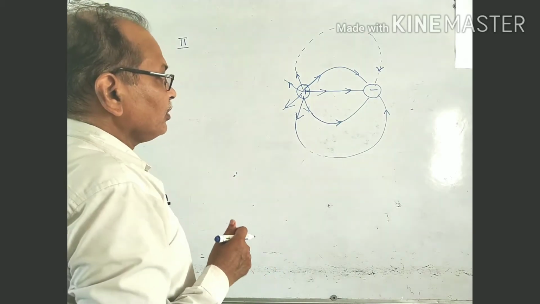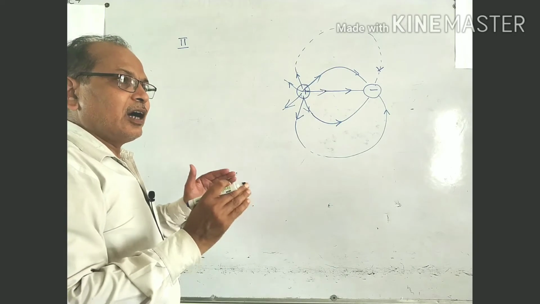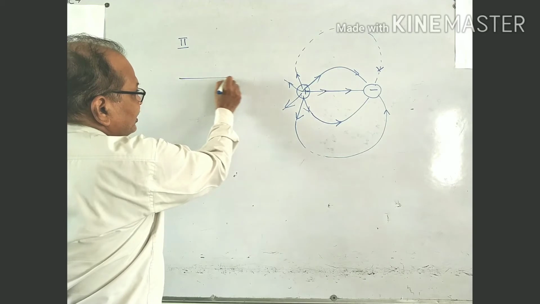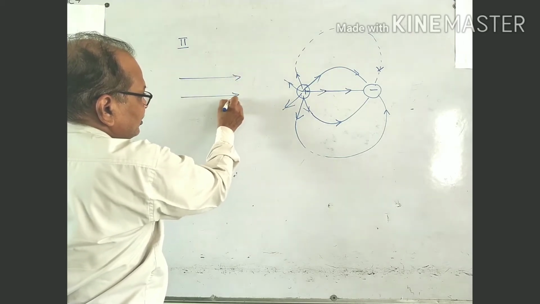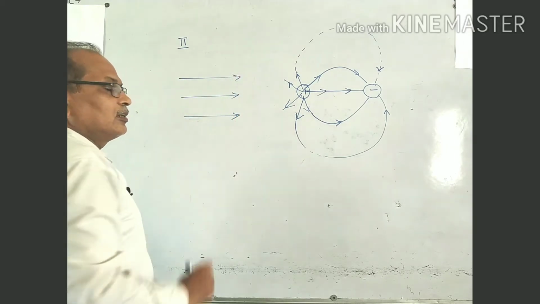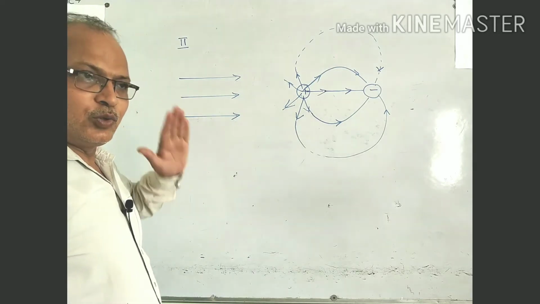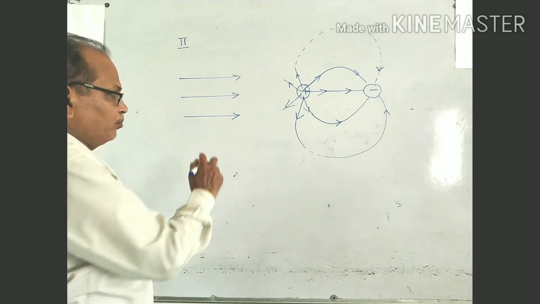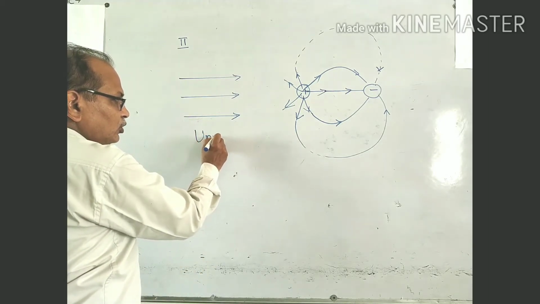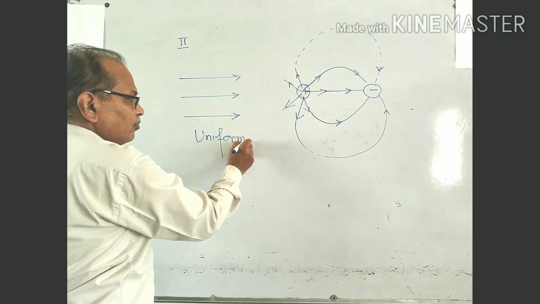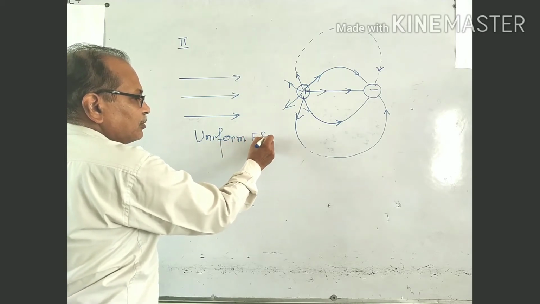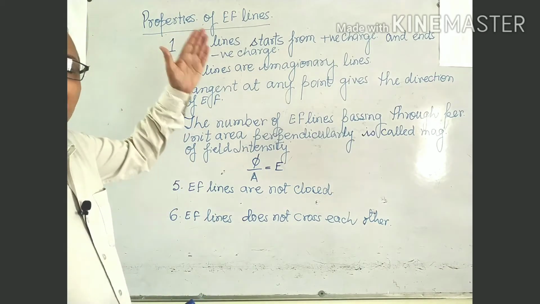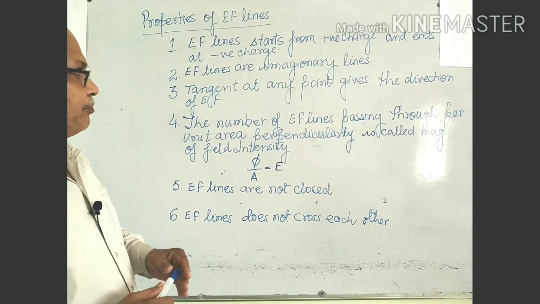Next, if electric lines are parallel to each other, for example, if these are the electric lines and they are parallel to each other, this shows that the electric field is uniform. This represents a uniform electric field. Now we will study the properties of electric field lines.